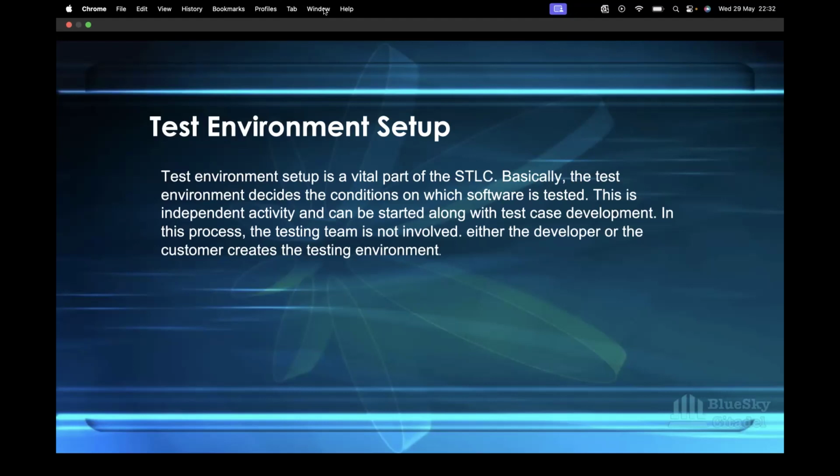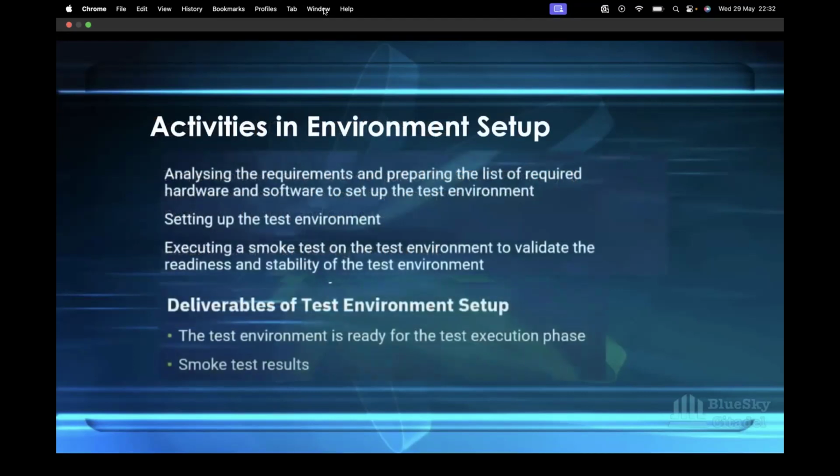So next slide, please. Testers ensure that the test environment accurately reflects the production environment so as to facilitate accurate testing. Activities in environment setup: analyzing the requirement and preparing the list of required hardware and software to set up the test environment, like I said earlier. Setting up the test environment, executing a smoke test on the test environment to validate the readiness and the stability of the test environment. All this you get to understand: smoke tests, sanity tests. These are mostly done in pre-production phases. So the deliverables of test environment setup: the test environment is ready for the test execution phase, and smoke test results.